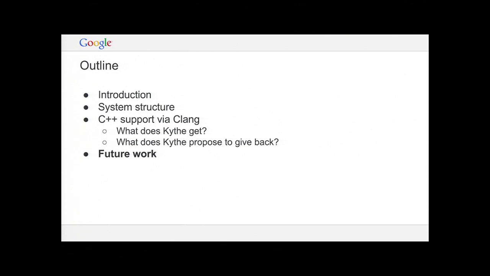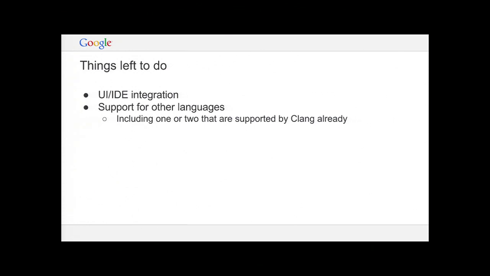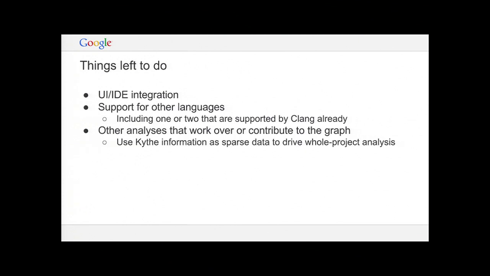OK, so with all of that there, what's left to be done? Well, there's quite a bit. We haven't done very much work on UI or IDE integration, and I know there's a lot of great work being done in the community on this, and we're interested to see what people can do with the data that we'll provide. We're interested in seeing support for other programming languages, including maybe one or two that are supported by Clang already. We'll give you C and C++. Other analyses that work over or contribute to the graph are also very interesting.